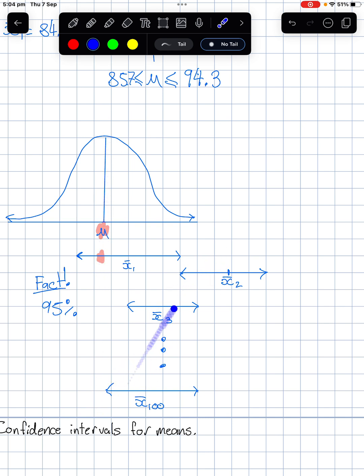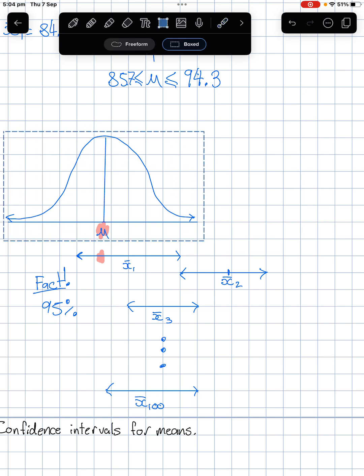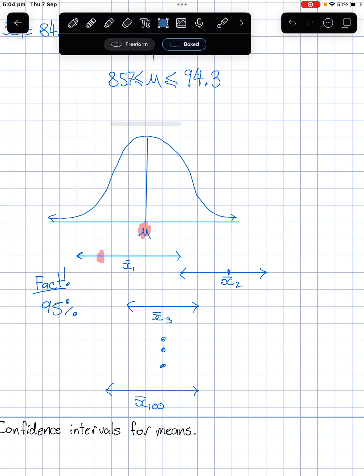At the moment, you can see my diagram's not very good, and we've already got 1, 2, 3 that don't contain it. Or maybe this x1 is wrong, and this distribution should be slid across like this, and maybe that value is not right, and this means that these ones all contain the mean. So it means that out of 100 only 5 don't contain the real mean.